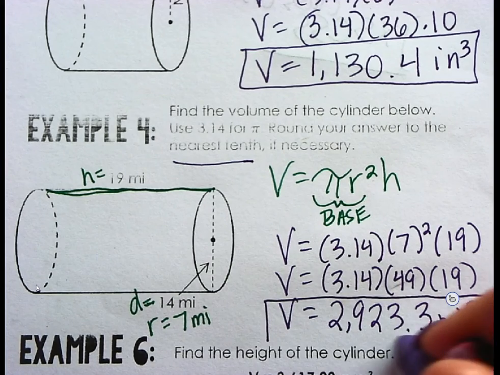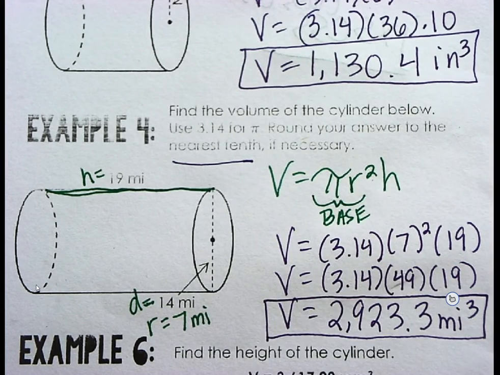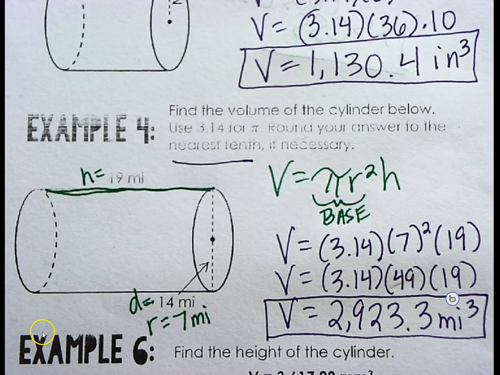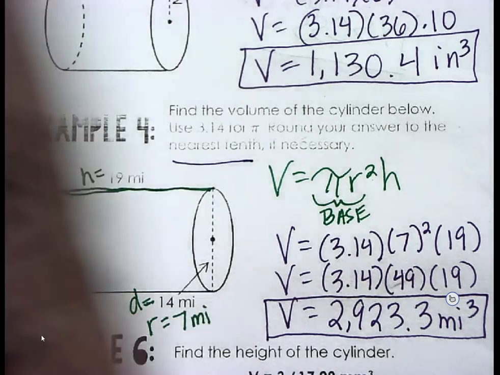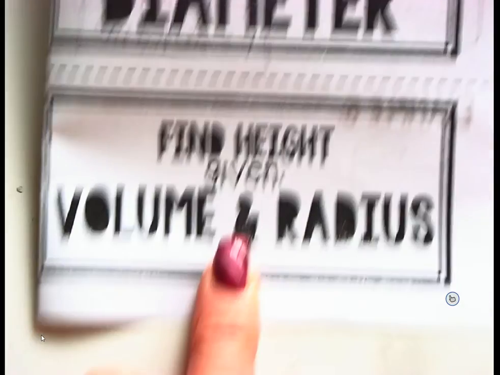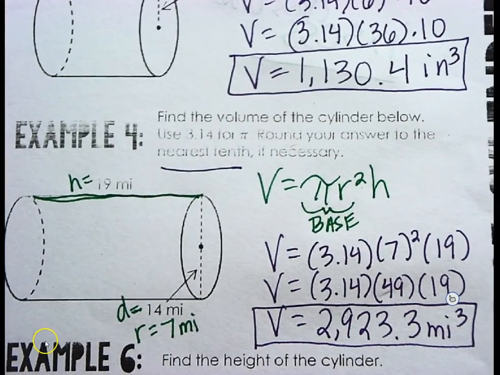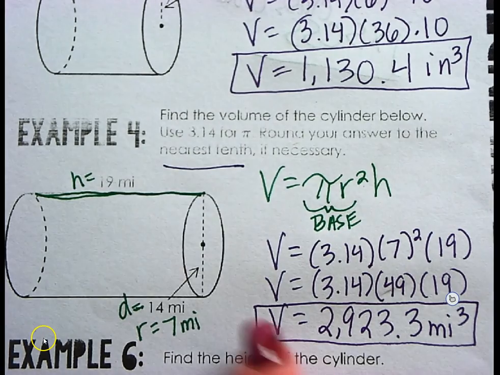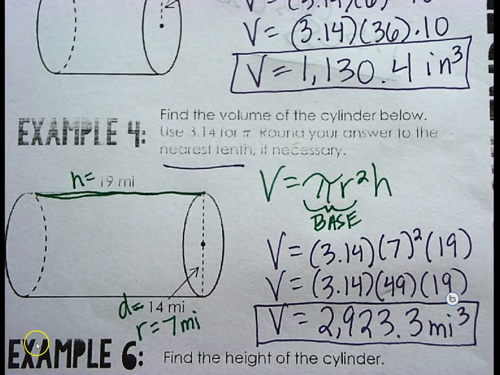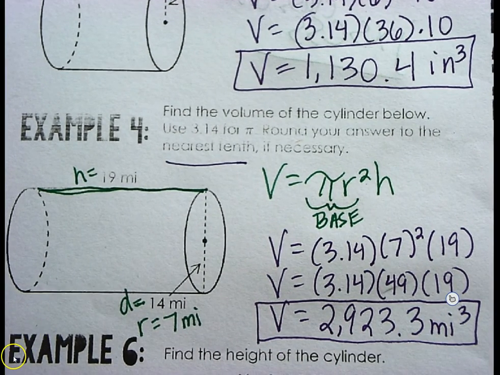Okay, so we're going to go ahead and stop there for now. Today, I want to focus on just using the formula to find volume, and then tomorrow we'll talk about how we can use the formula when we're given the volume and the radius, how we can find the height. We'll talk about that tomorrow, but for today we were just learning how to apply the formula for volume. And that's it for our lesson.